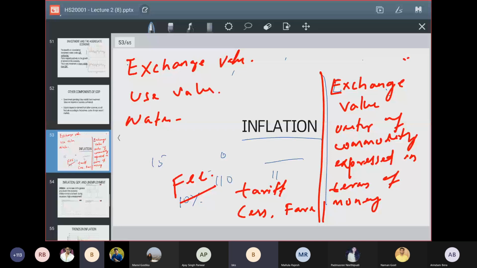So in that water diamond paradox, water is highly useful to humankind, but it has a very small exchange rate. In fact, in many parts of India, particularly in rural India, you will see the exchange value of water is almost zero.